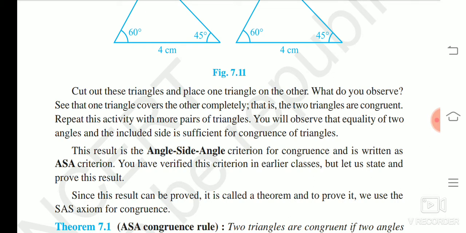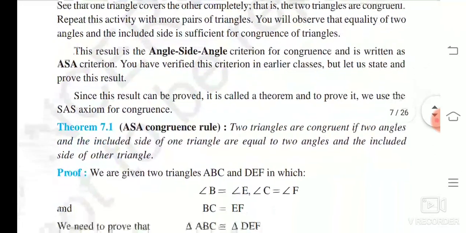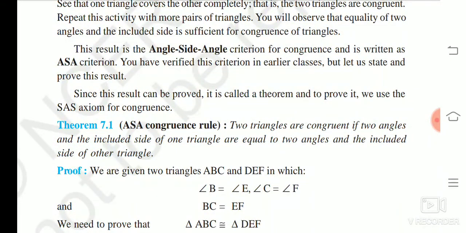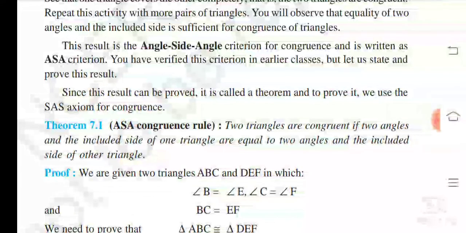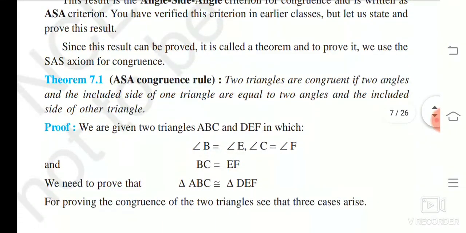So this is nothing but the ASA rule. How are we going to prove this? By using a theorem. Consider the angle side angle criteria. The angle side angle criterion is a theorem, a congruence rule, but the SAS rule is an axiom. What is the difference between axiom and theorem? An axiom is a given statement that we consider using real time examples. Similarly, the ASA rule is not an axiom, but we need to prove whether the two triangles are congruent by using a definite format, here a theorem.